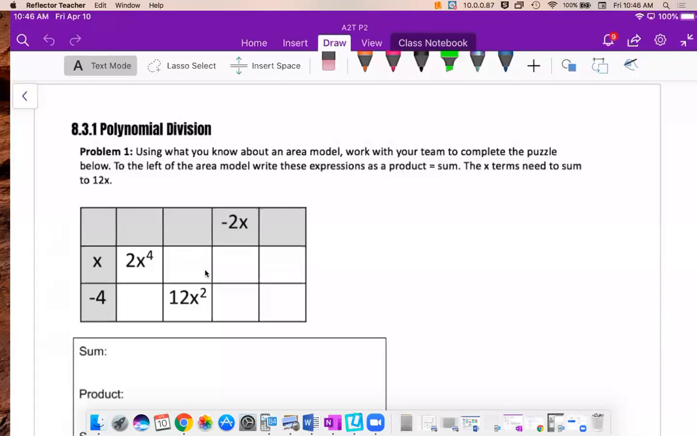It says, using what you know about an area model, work with your team. Obviously, we're not doing that. You're going to just do it with me, to complete the puzzle below. To the left of the area model, write these expressions as the product equals the sum. The x terms need to sum to be 12. Okay, so they're going to tell us at the end, whenever I add all this together, my x's need to be 12. So that becomes important in a minute here.